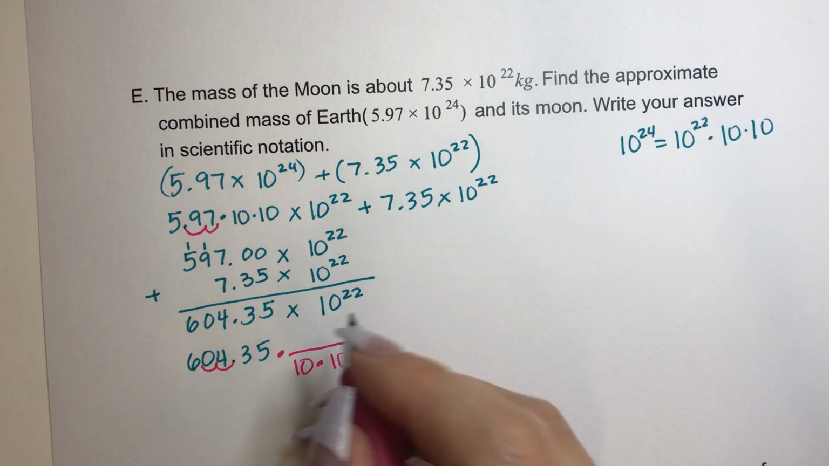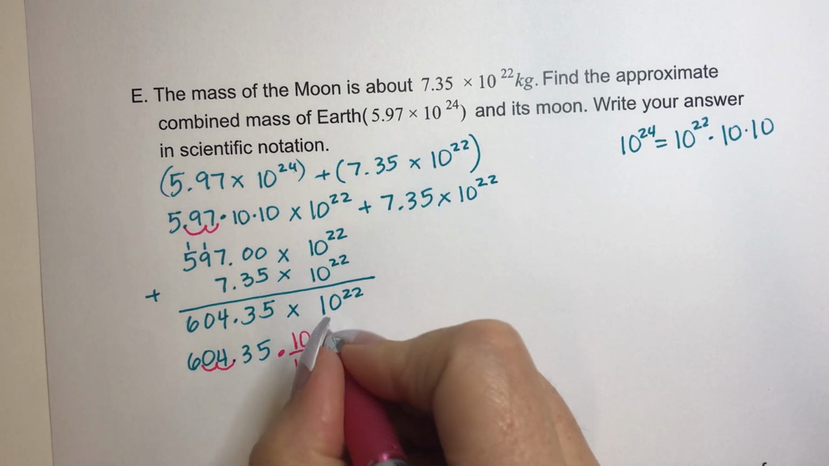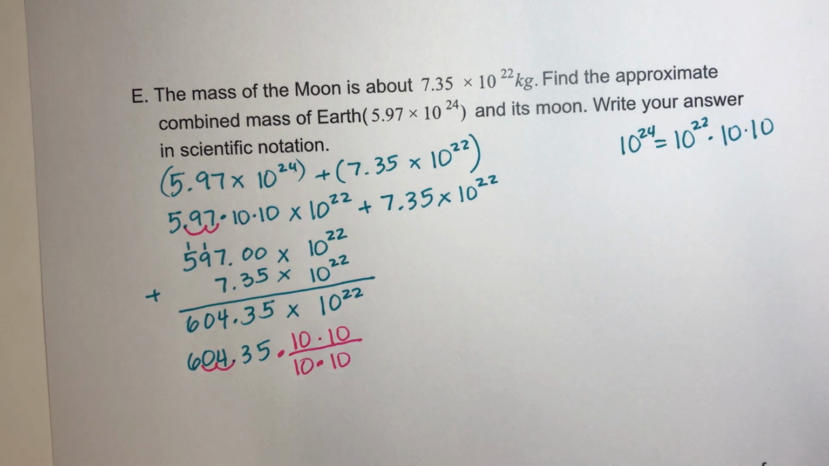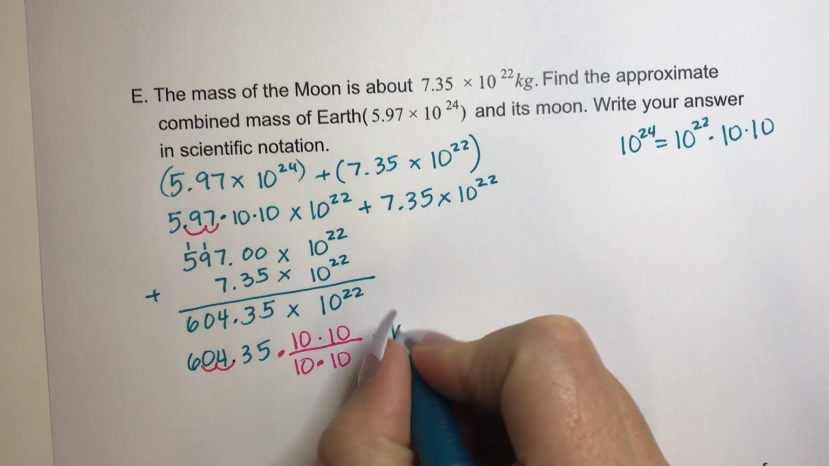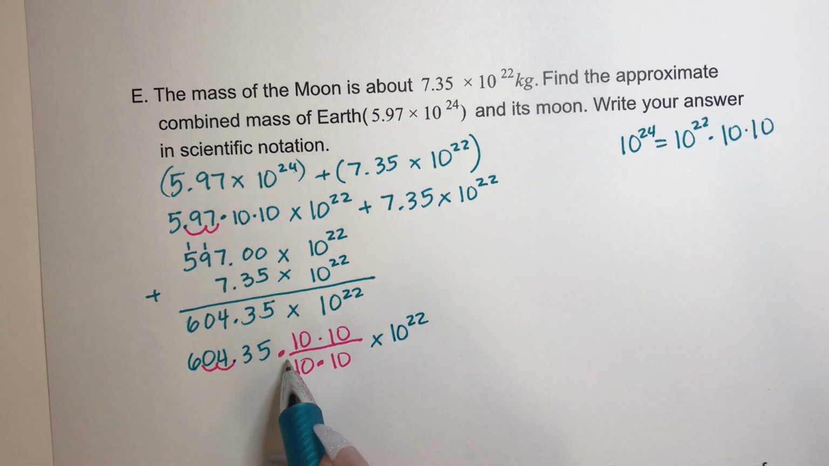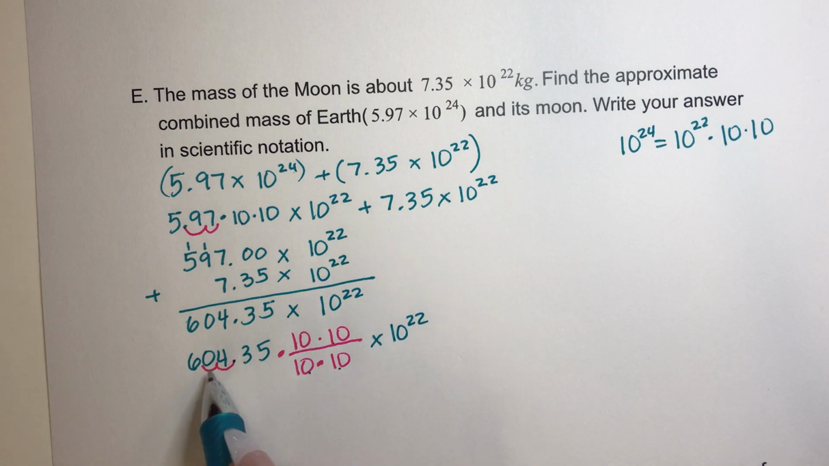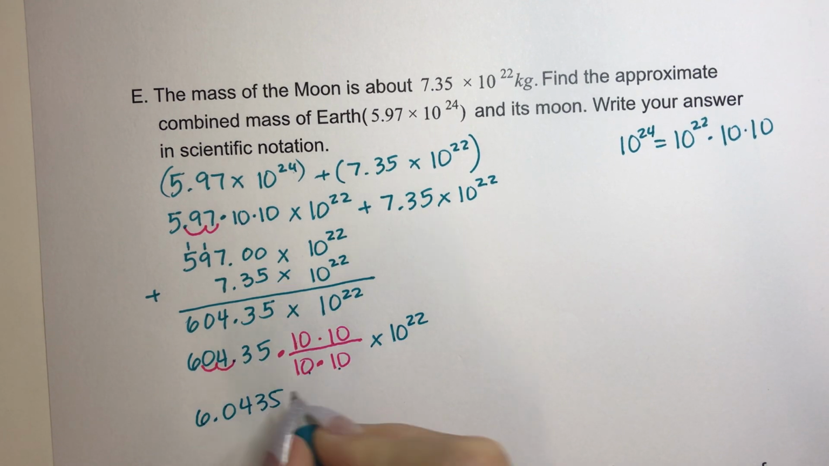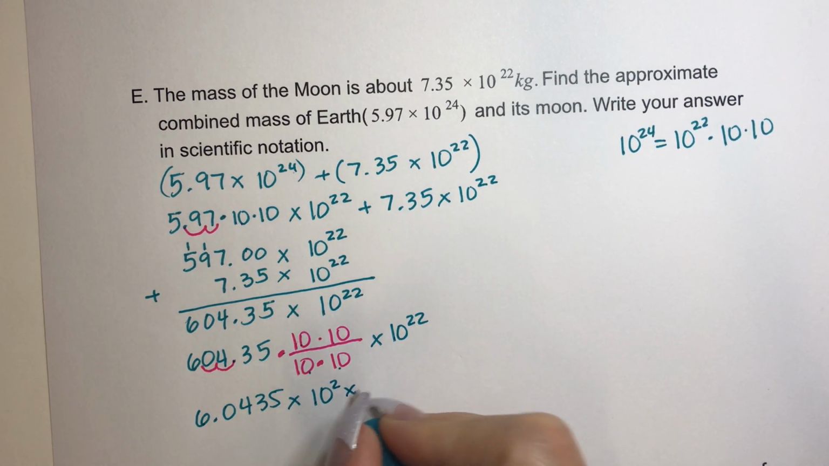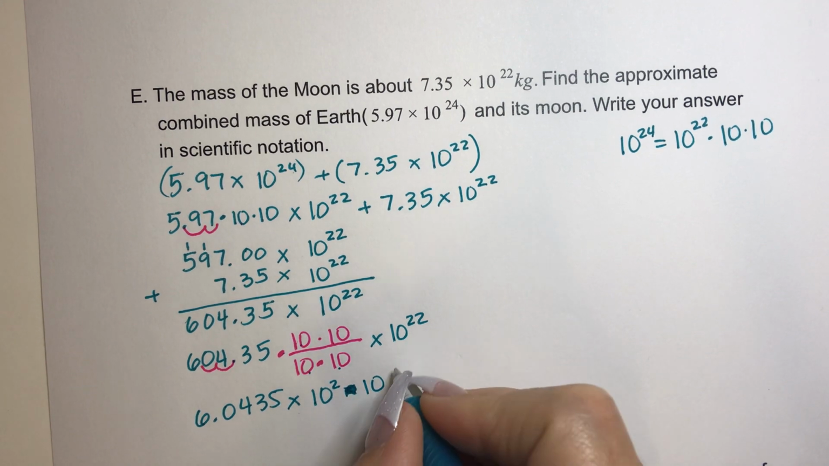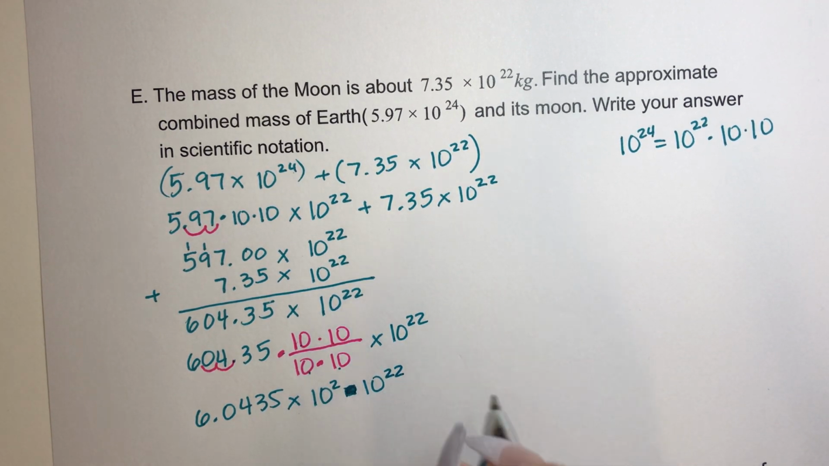So if we divide by 10 two different times, we also need to multiply by 10 two different times, because 10 divided by 10 is 1, 10 divided by 10 is 1. We're really just multiplying by 1. Okay, so for this, we divide by 10 here and here, and that leaves us with 6.0435 times 10 squared. 10 times 10 is 10 squared, right? Times 10 to the 22nd power.